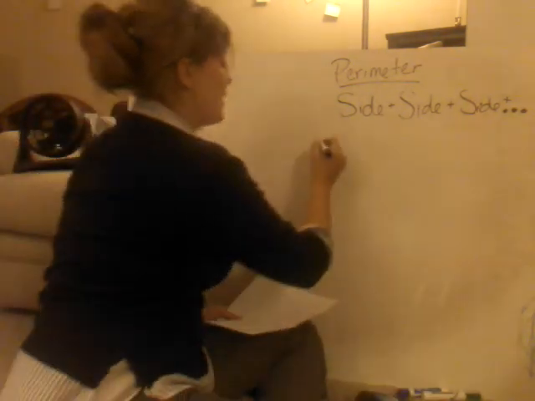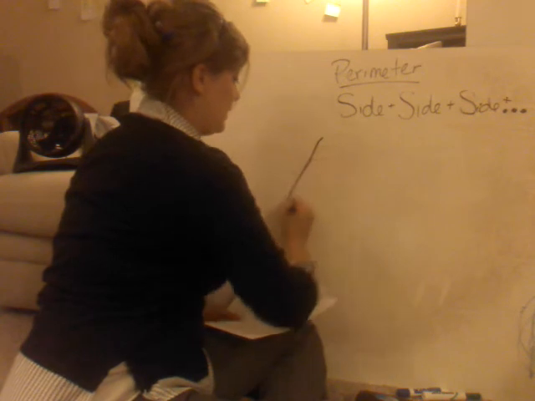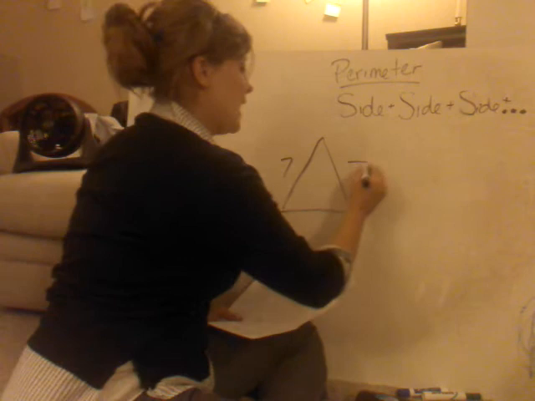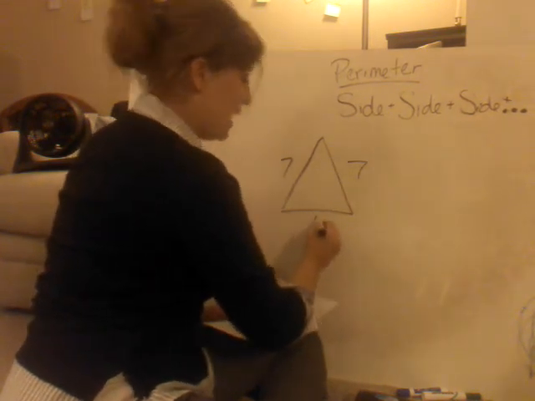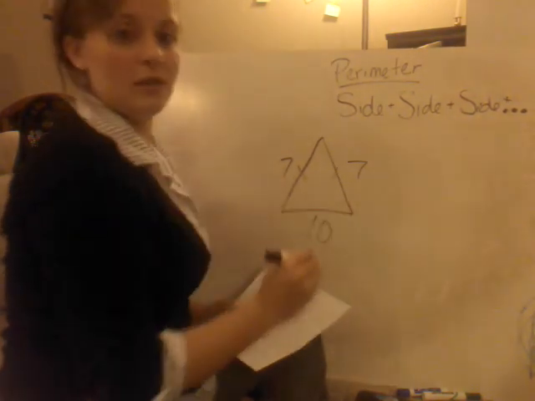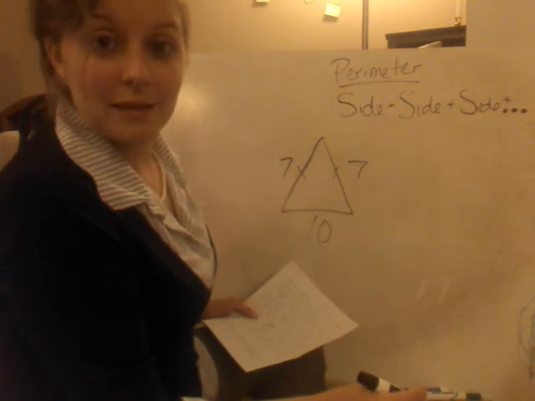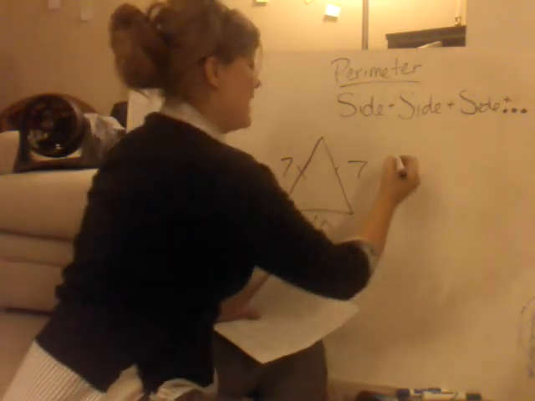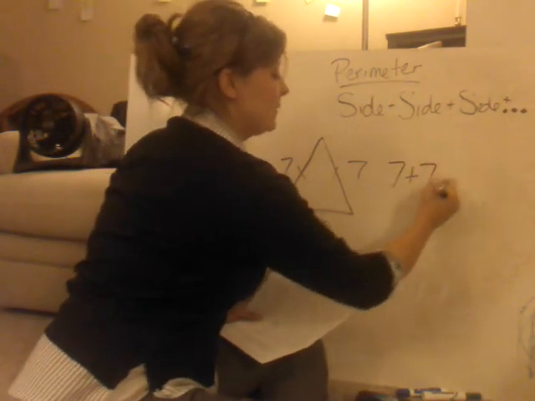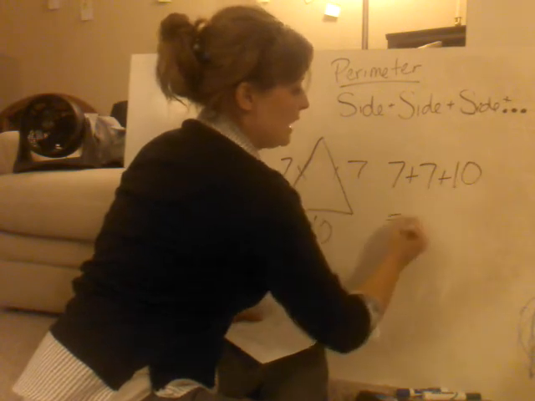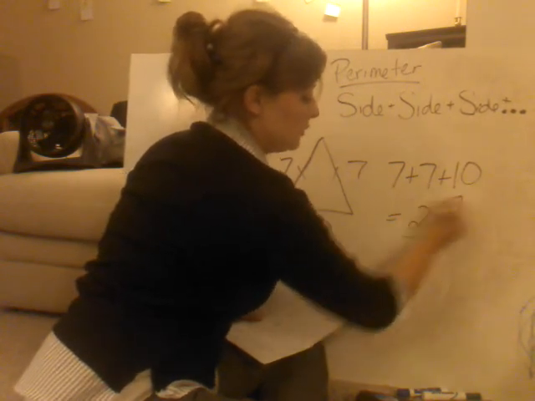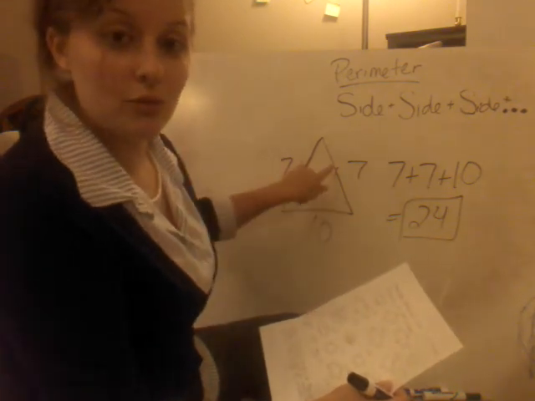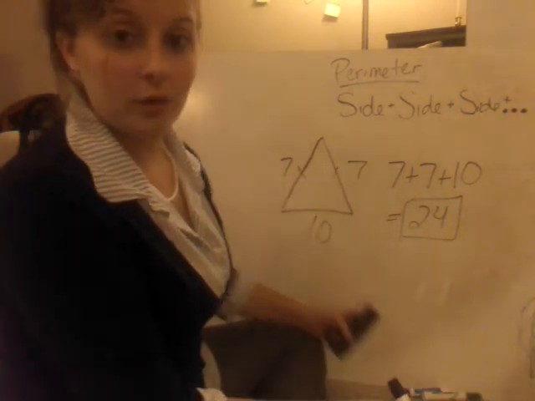All right, I've got a triangle. Now this is a special triangle because this side is 7 and this side is 7. And what does that mean? That means this is an isosceles triangle. Okay, but I still add up my sides. 7 plus 7 plus 10 gives me 24. So the perimeter of my isosceles triangle, because there's 2 of the same sides, is 24.